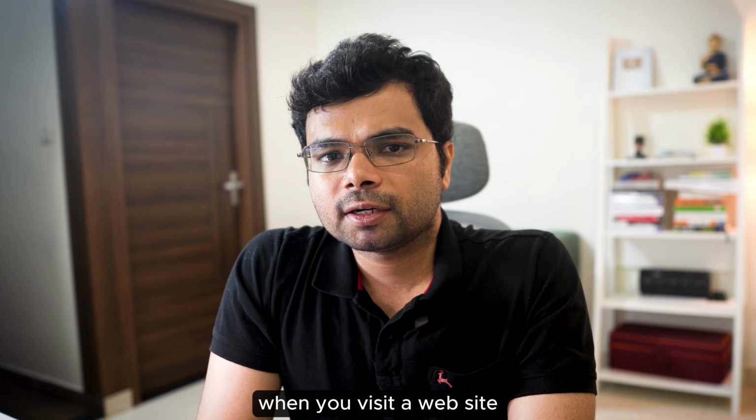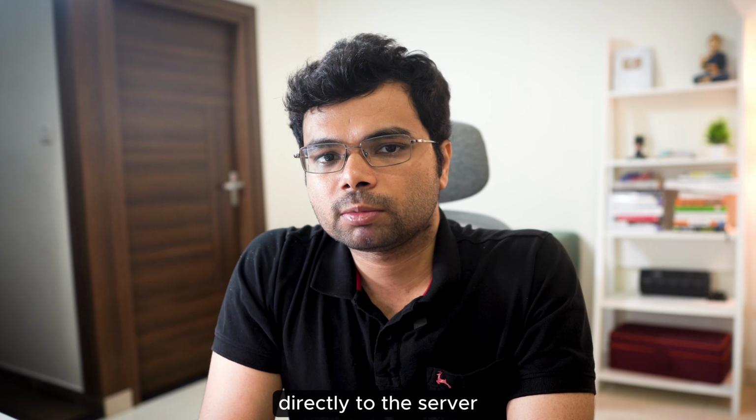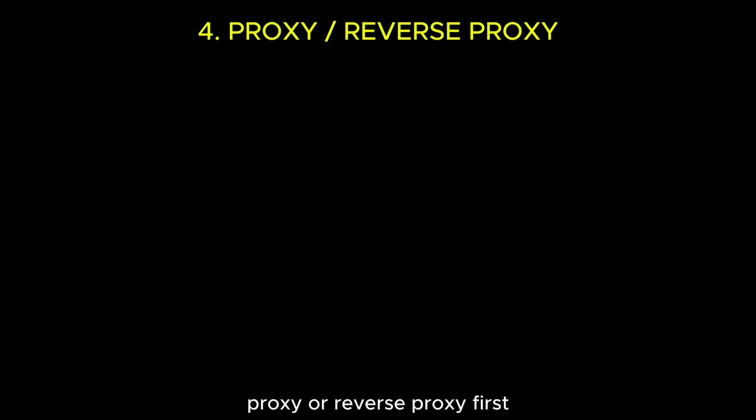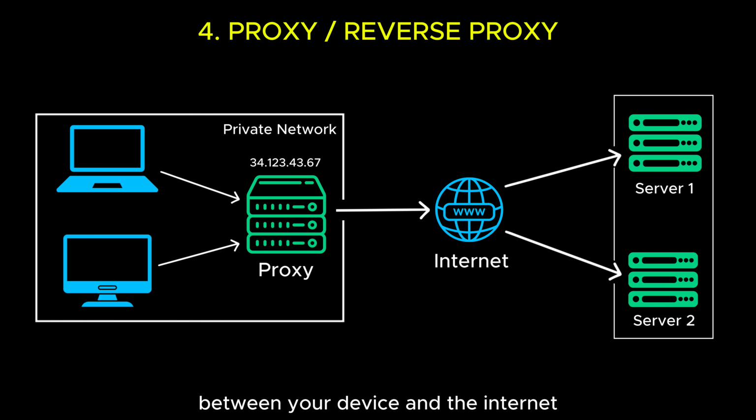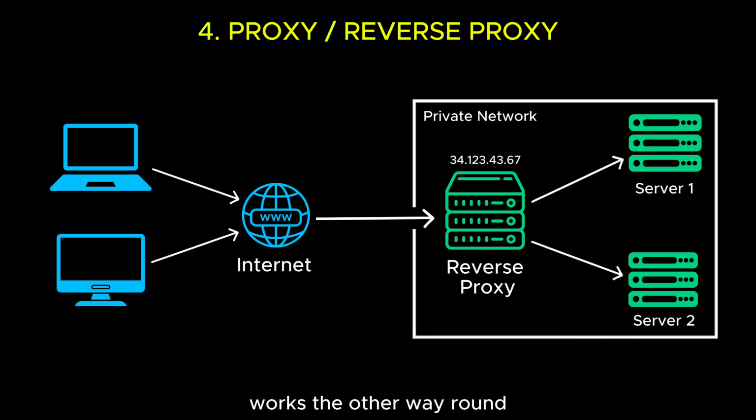When you visit a website, your request doesn't always go directly to the server. Sometimes it passes through a proxy or reverse proxy first. A proxy server acts as a middleman between your device and the internet. When you request a web page, the proxy forwards your request to the target server, retrieves the response, and sends it back to you. A proxy server hides your IP address, keeping your location and identity private. A reverse proxy works the other way around. It intercepts the client requests and forwards them to the backend servers based on predefined rules.